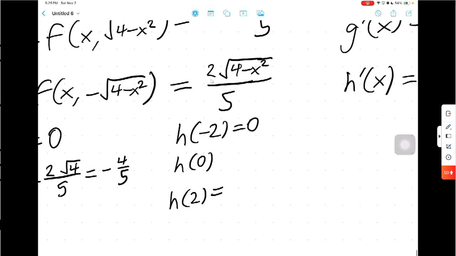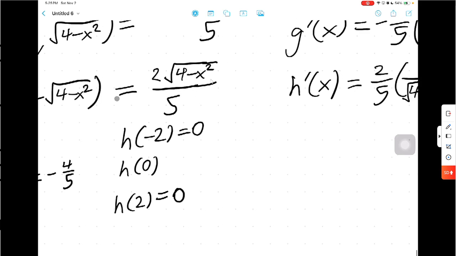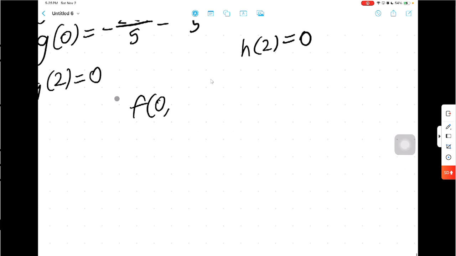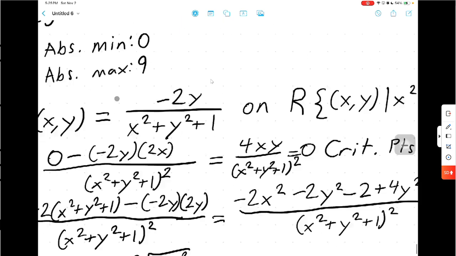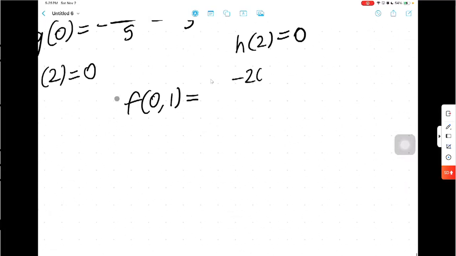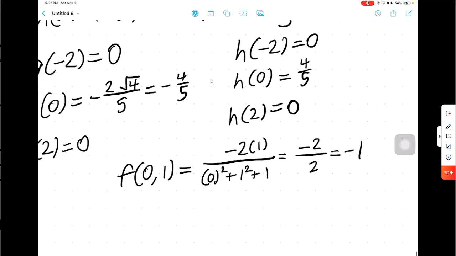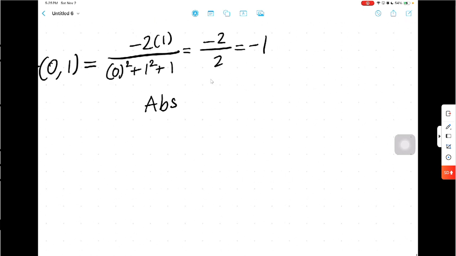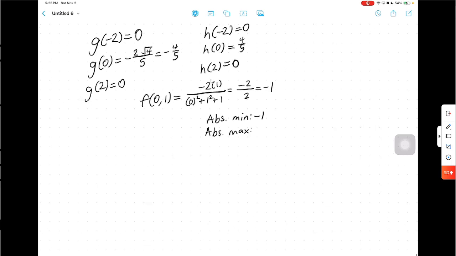For these two, it's actually the same thing. The root 4 minus x squared goes to 0. H of 0 will just give you +4/5. And the final thing I forgot to check, which is f of 0, 1. At 0 and 1, we're going to get -2 times 1 over 0 squared plus 1 squared plus 1, which is -2 over 2, which is -1. And that's our absolute min. And the absolute maximum is 4/5.